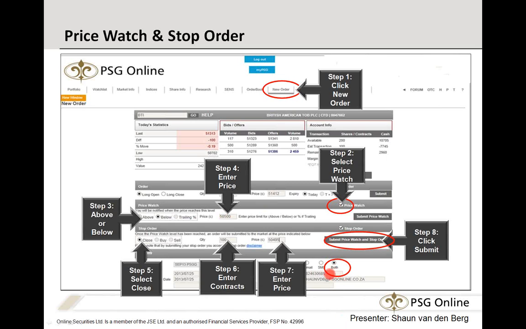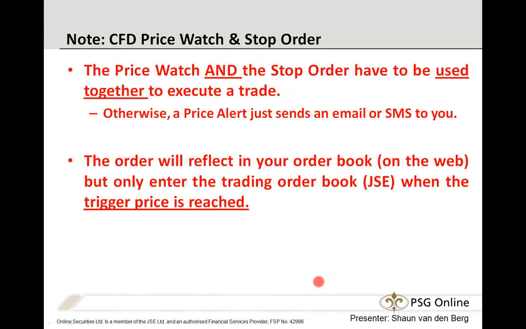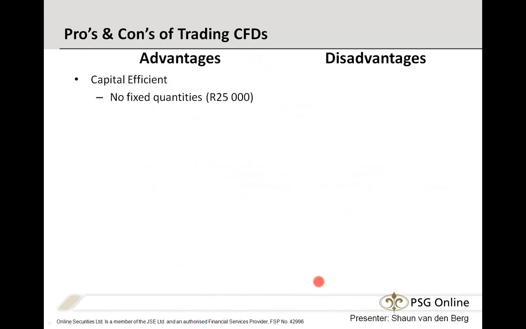It's important, by the way, to enter your cell number and your email address, okay, to be alerted. Okay, we've gone through this already. Remember, they work together. And only when it's triggered, it will be in your order book. Okay. So when it comes to CFDs, they are capital efficient, but also there are no fixed quantities. As long as the exposure is 25,000.